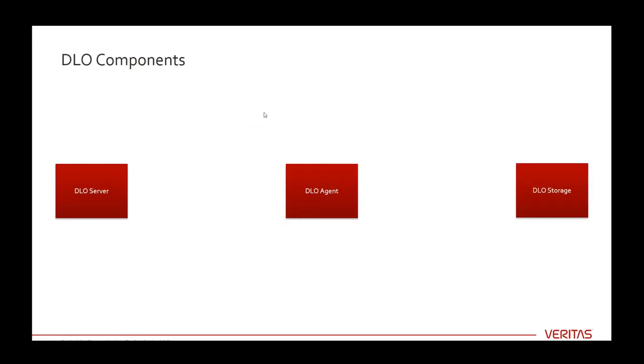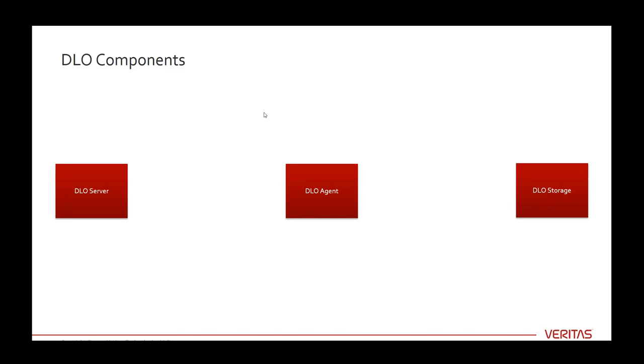DLO components. There are 3 components. First, the DLO server, which will normally be on your corporate side. Then the DLO agent, which will run on your desktops or laptops. Then DLO storage, which we kept aside. Normally the offline file storage will run on desktops and laptops, in the middle you can say, and the online storage will run on the DLO server side, that means on the corporate server side.